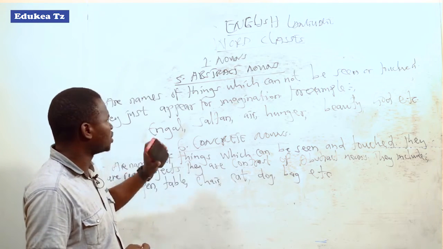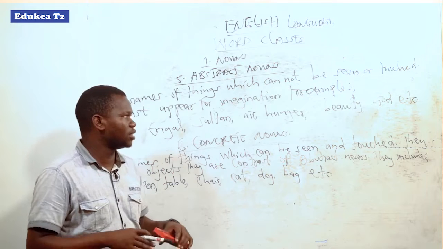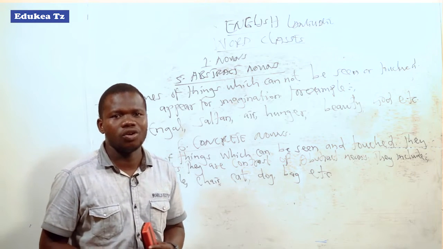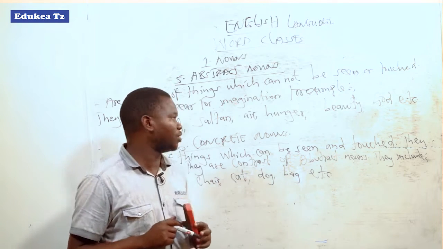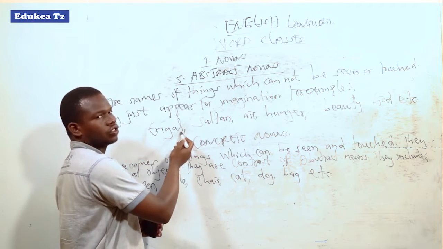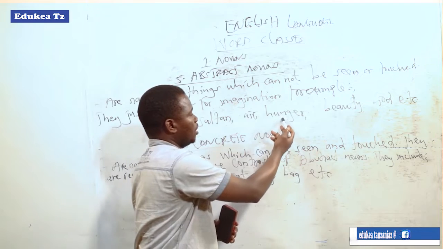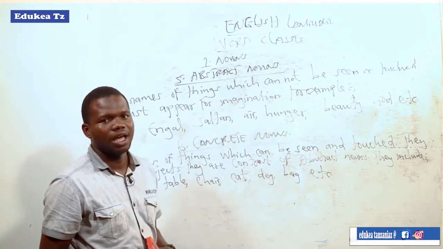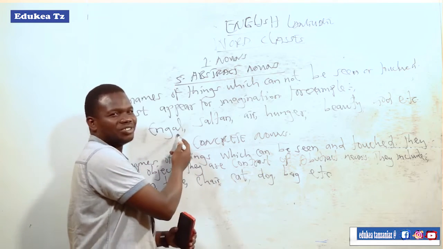So such kinds of words are called abstract nouns. They are those names or nouns which cannot be seen or touched. They just appear for imagination. For example, we have words like angel, Satan, air, hunger, God, and the others. I think nobody has ever met an angel.